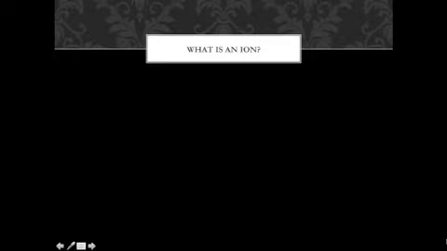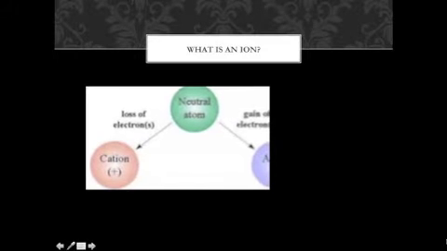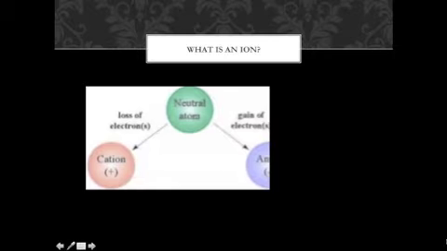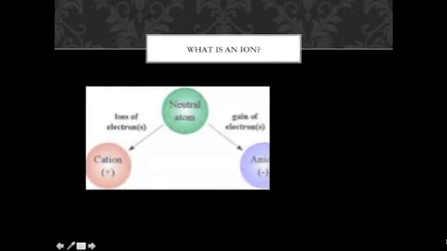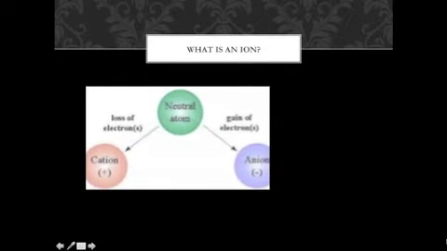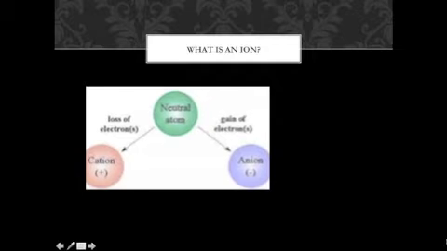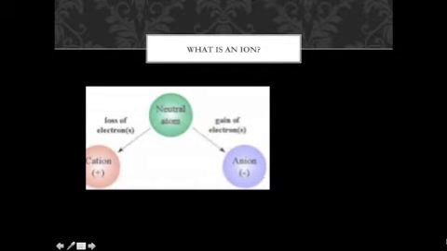If it is positive, it means that it has lost an electron or electrons. And if it is negative, it means that it has gained an electron or electrons. Positively charged ions are known as cations, while negatively charged ions are known as anions.